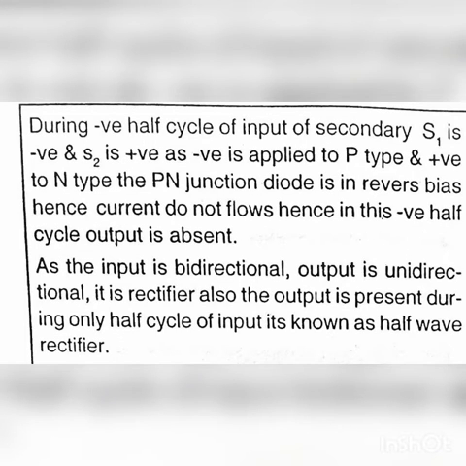During negative half cycle of input, at secondary S1 is negative and S2 is positive. As negative is applied to P type and positive to N type, the PN junction diode is in reverse bias. Hence current does not flow. Hence in this negative half cycle output is absent. As the input is bidirectional, output is unidirectional. It is a rectifier. Also the output is present during only half cycle of input. It is known as half wave rectifier.